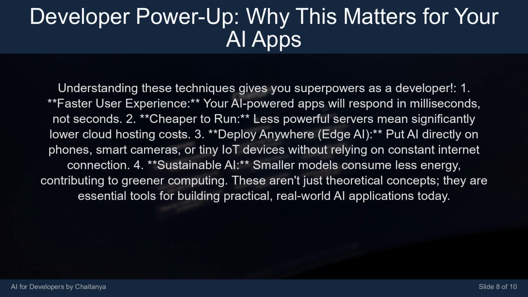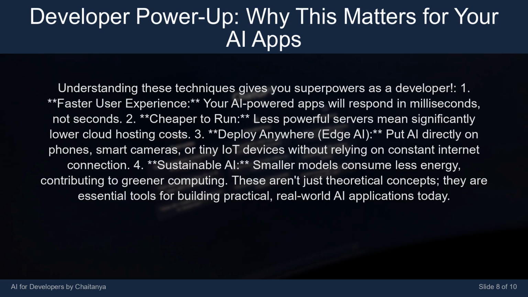Understanding these techniques gives you superpowers as a developer. 1. Faster user experience: your AI-powered apps will respond in milliseconds, not seconds. 2. Cheaper to run: less powerful servers mean significantly lower cloud hosting costs. 3. Deploy anywhere, Edge AI: put AI directly on phones, smart cameras, or tiny IoT devices without relying on constant internet connection. 4. Sustainable AI: smaller models consume less energy, contributing to greener computing.